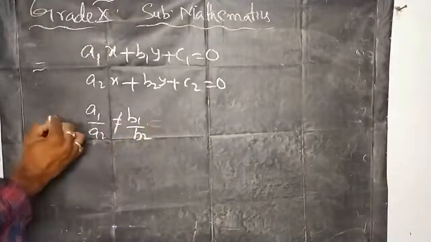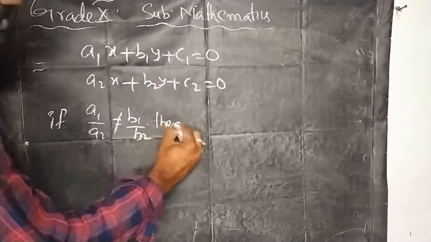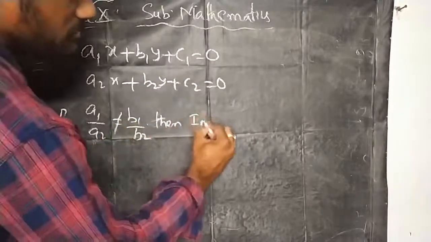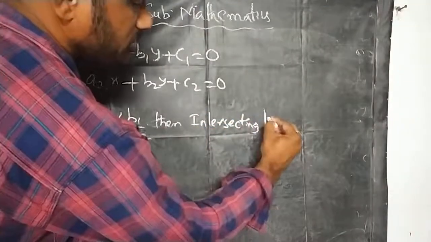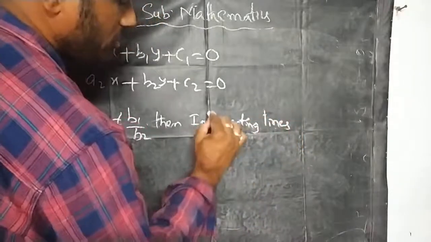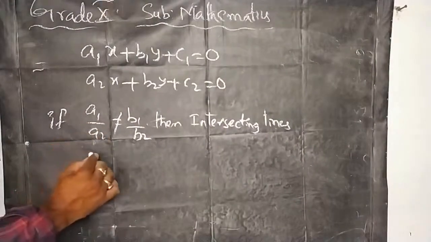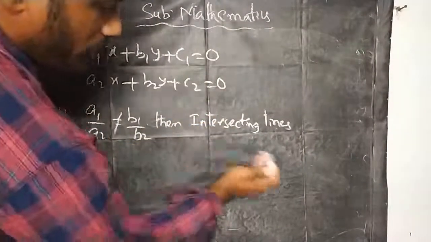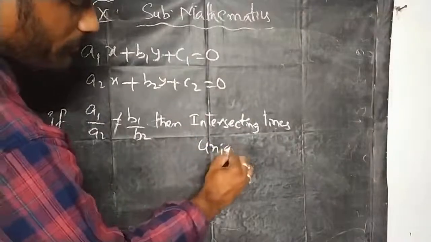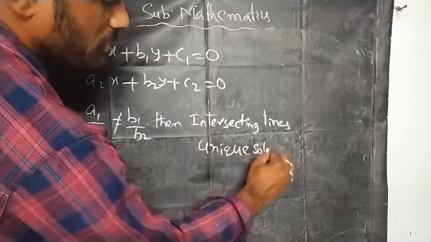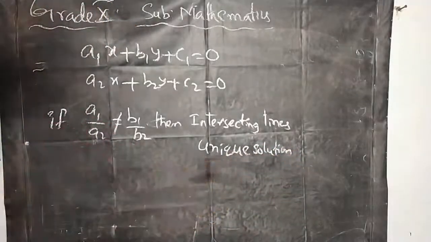if a1 by a2 is not equal to b1 by b2, then the lines will be intersecting lines. So the lines are intersecting lines, and let me write all the points about this. So the lines are intersecting lines, and we are going to get a unique solution. What is the meaning of unique solution? 2 intersecting lines will meet at only one point. That's why we call it a unique solution.